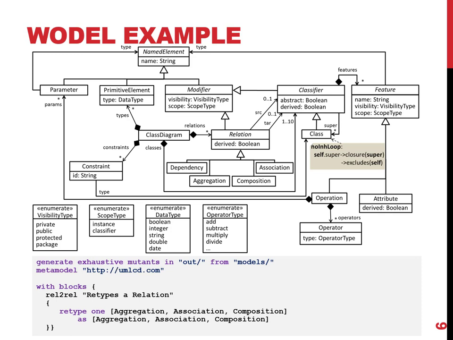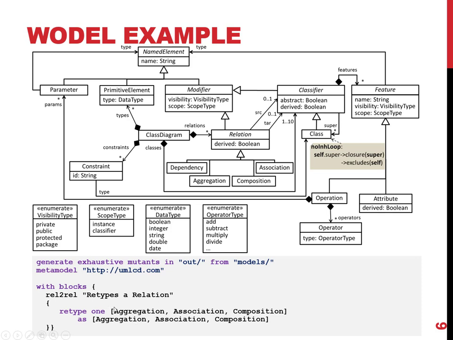These mutant models will be stored in the out folder, and the set of seed models will be loaded from the models folder. In the second line, we specify the domain metamodel that we are using. In this case, it is the simplified UML class diagram metamodel shown here.